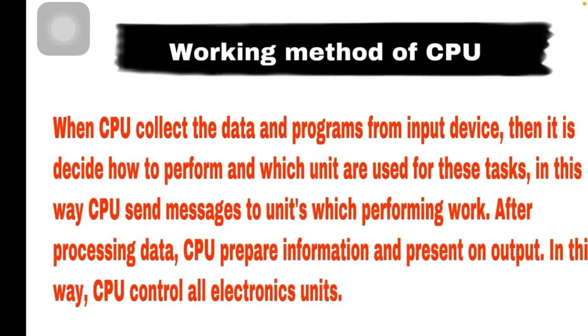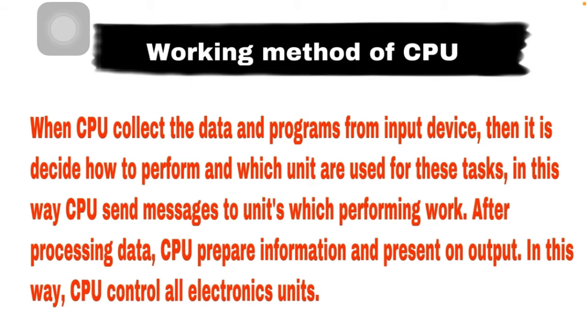Now, what is the working method of the CPU? We all know that the CPU is mainly used for processing, so any type of work is processed on a CPU. How is it processing? For example, if you want to show a video on a monitor, first we have to enter it with the help of input devices. Whatever we have entered with the help of input devices is processed in the CPU.